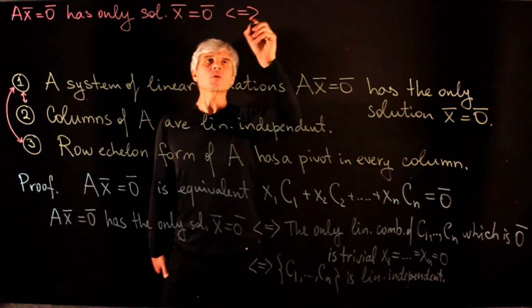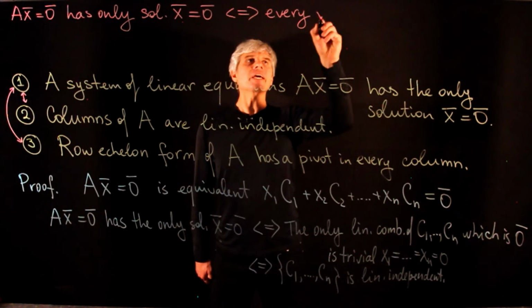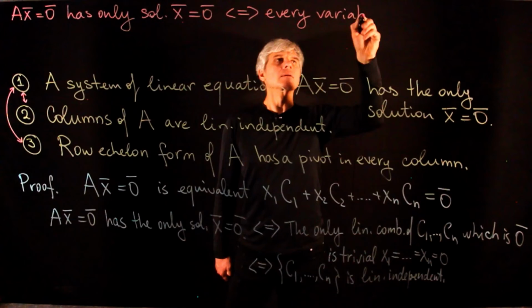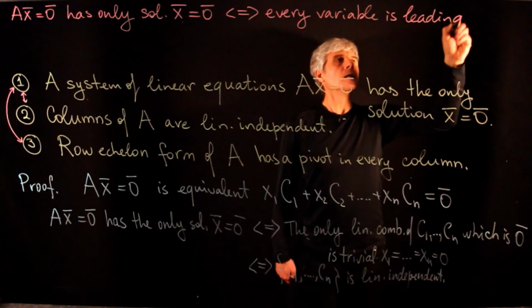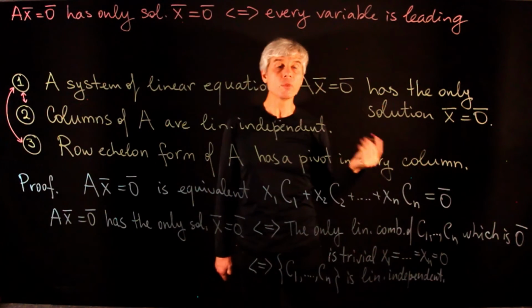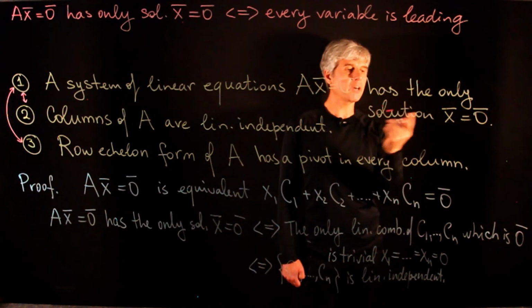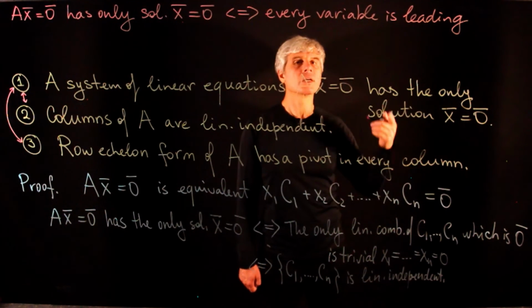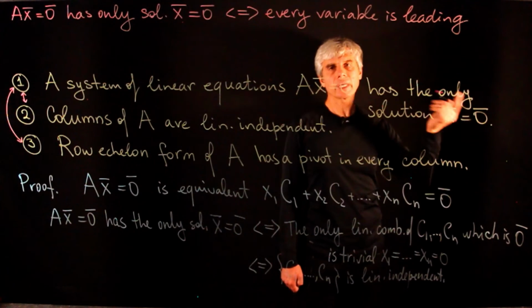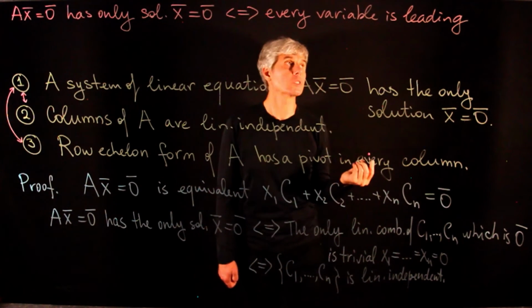This happens if and only if every variable is leading. So that is, there are no free variables. Because if we have free variables, then we get free parameters, and we can assign non-zero values to these free parameters, and we get a non-zero solution.